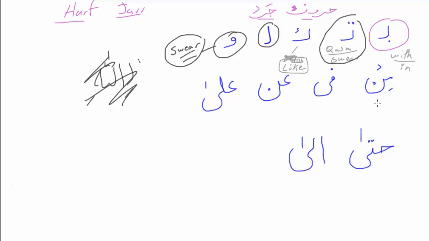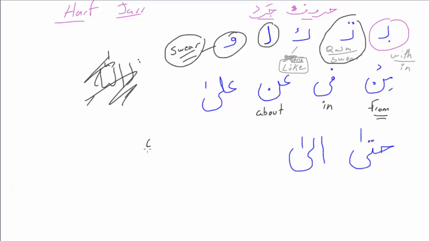Okay, let's talk about min. Min means "from." Min sharril waswasil khannas, from the evil of the whisperer. Min means from. Fi is "in." Fis samawati wal ard, in the heavens and the earth, right? An is "about."